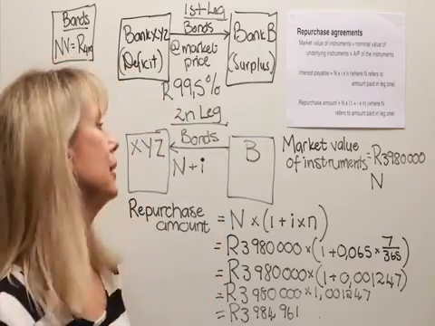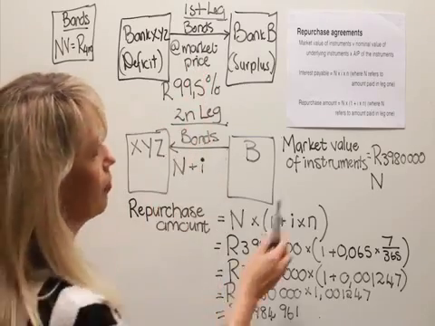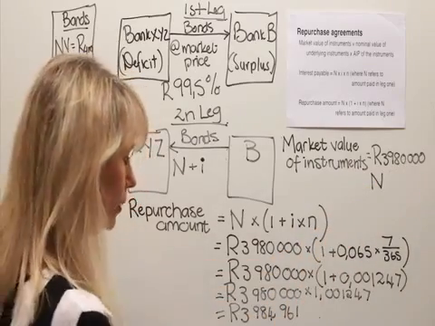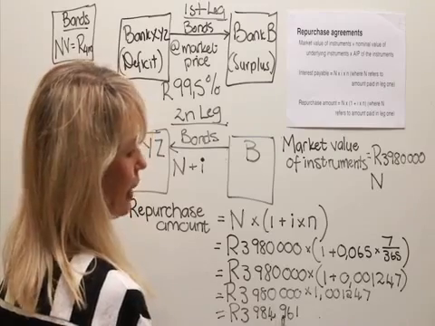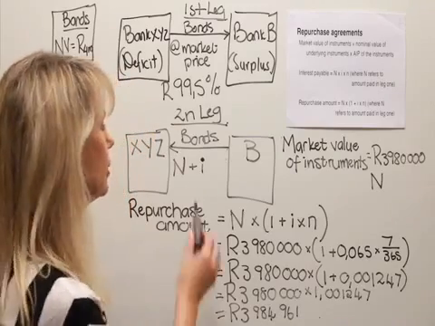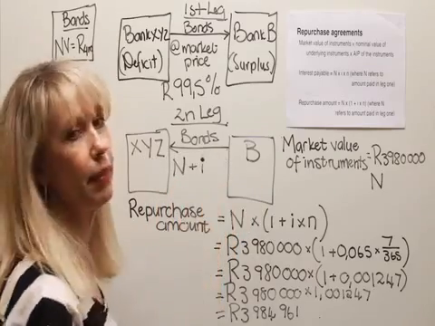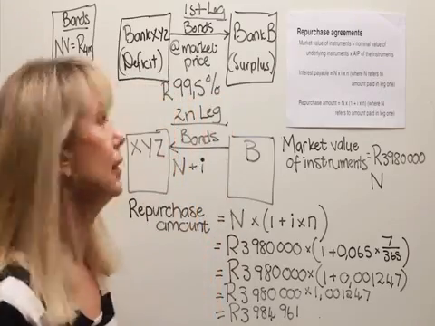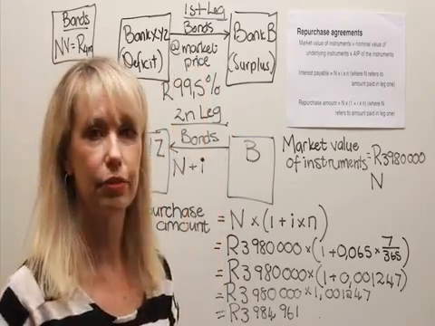And if you look at this, you can see that in leg 1, the amount of 3,980,000 rand was paid. So the interest is really this 4,961. That is the interest that Bank XYZ paid to Bank B because Bank B was willing to finance the deficit that Bank XYZ was experiencing in the first leg of the transaction.